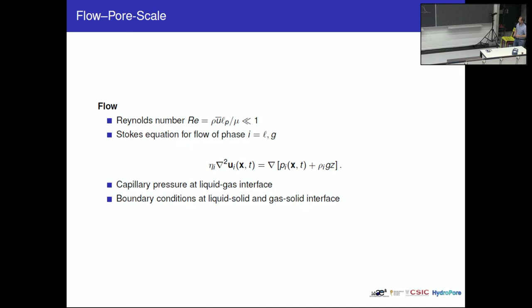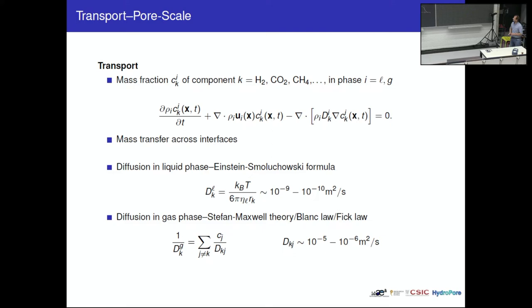And then for transport on the pore scale, you have seen this equation before. It's just a mass fraction and density. We have an advective flux, and we have a diffusive flux on the pore scale. And we have mass transfer across interfaces. That's an interface condition. You can track the interface with a volume of fluid model or with a phase field model. And diffusion in the liquid phase, if it applies, we can just describe with the Einstein-Smoluchowski formula. And typically, diffusion coefficients are about 10⁻⁹ meters squared per second.